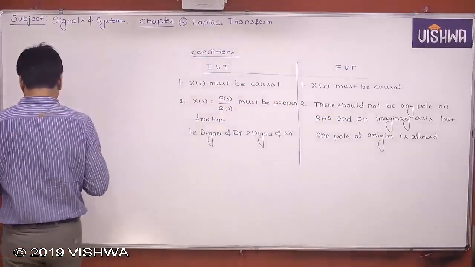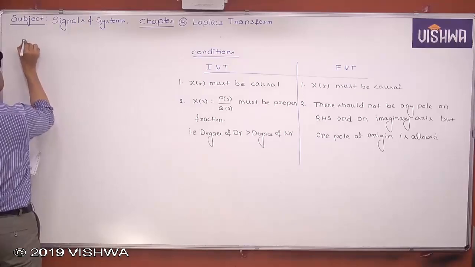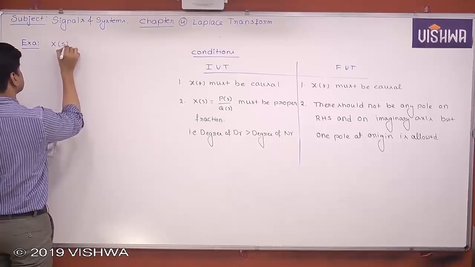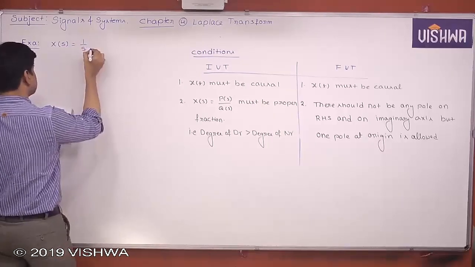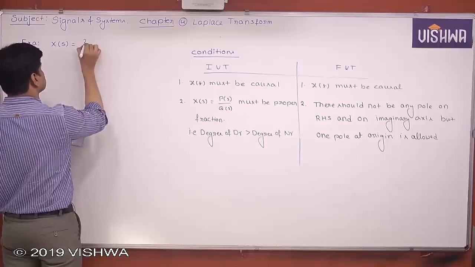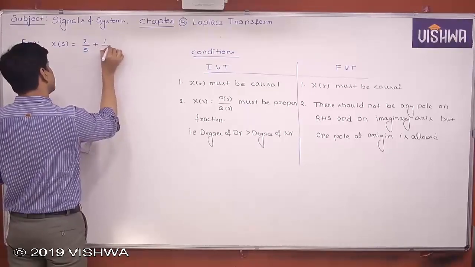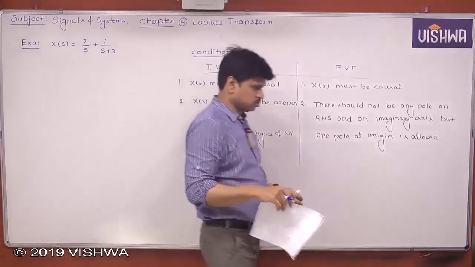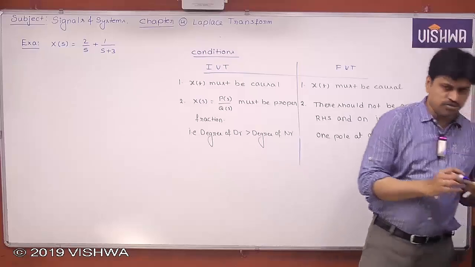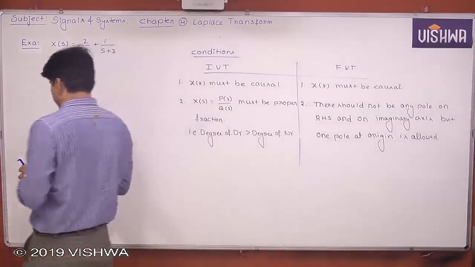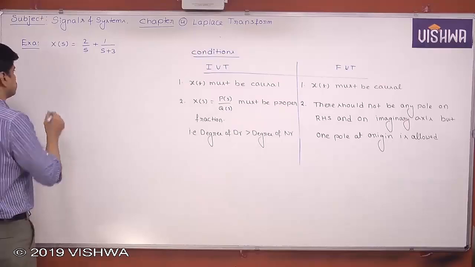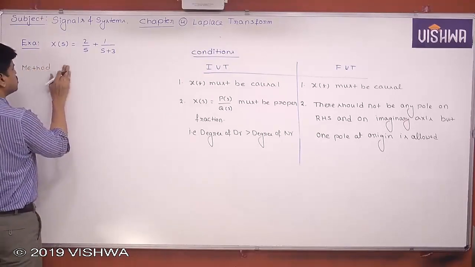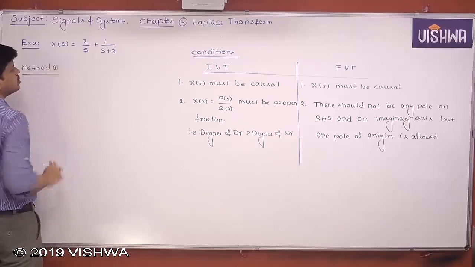Let's take one example. X of s is equal to 2 by s plus 1 by s plus 3. For this we have to calculate the initial value and final value. So let's see method 1. This method 1 is always true. That means we don't have to check any conditions here. Directly we can calculate the initial value and final value.